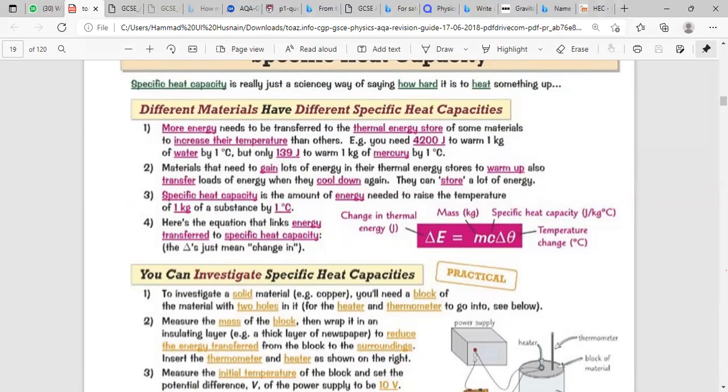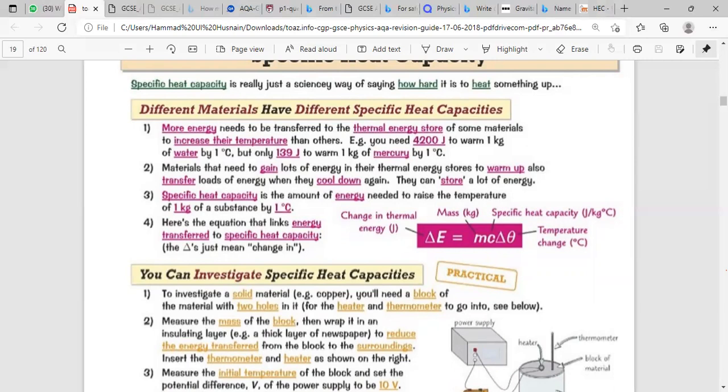Now moving towards the concept of specific heat capacity. From the word capacity you can guess that it is some sort of store. So a material having a larger store of energy will have a larger specific heat capacity. Are you getting my point?